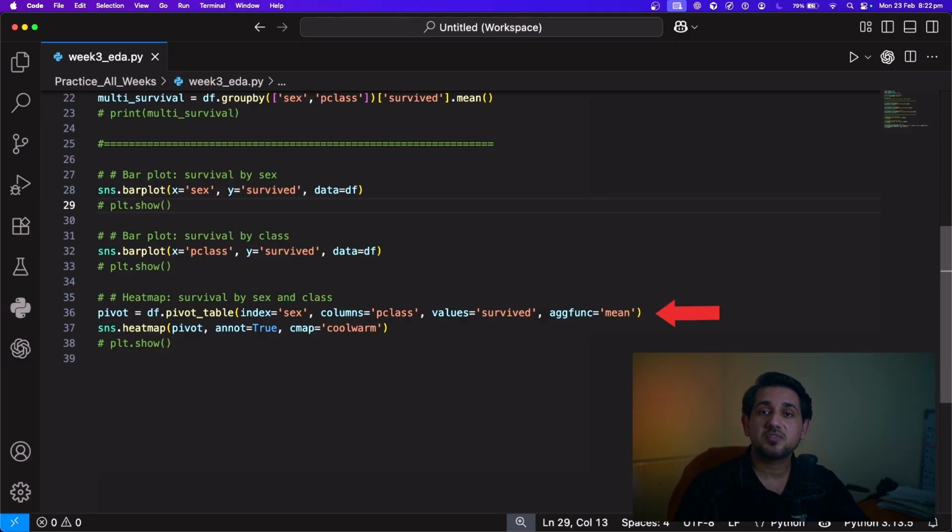We create a pivot table in this line, which calculates the mean survival rate for every combination of gender and class. Then our heat map turns that table into a colored map, making patterns across multiple features immediately visible. These lines together let us see feature importance visually and spot the groups that were most likely to survive. Let's run the code.